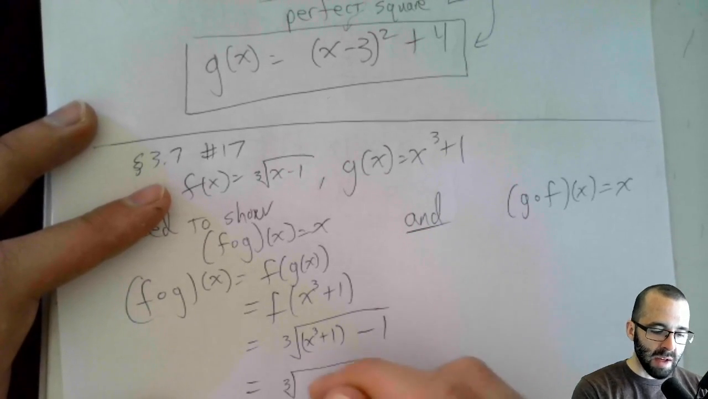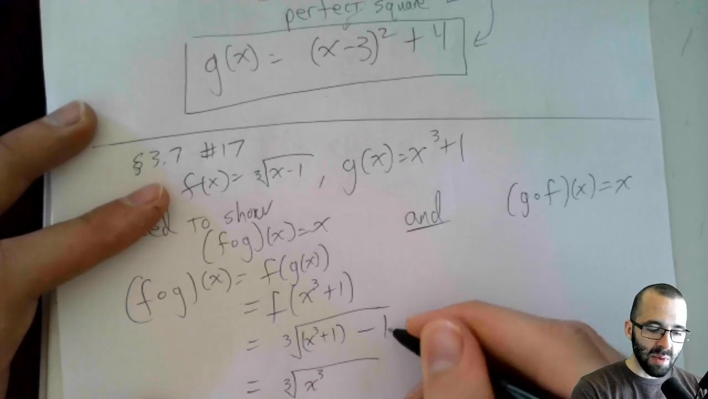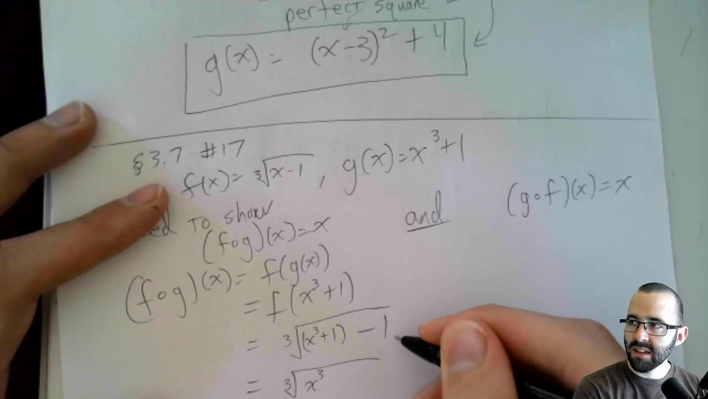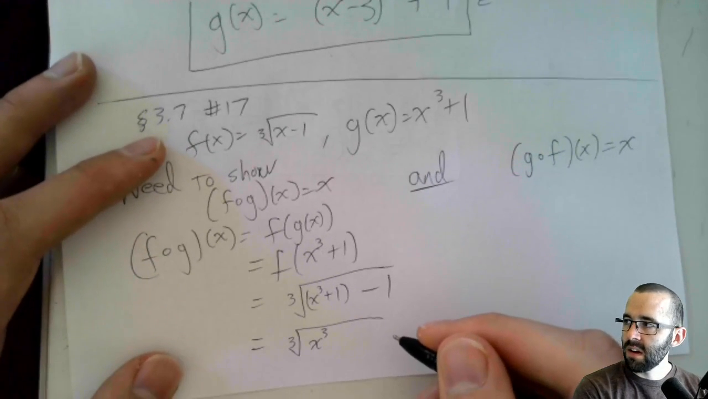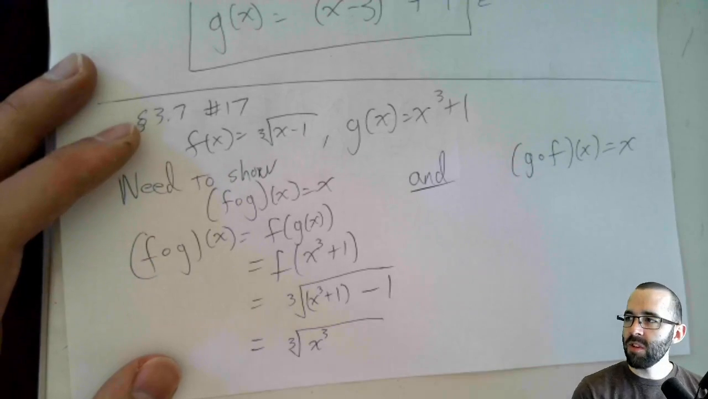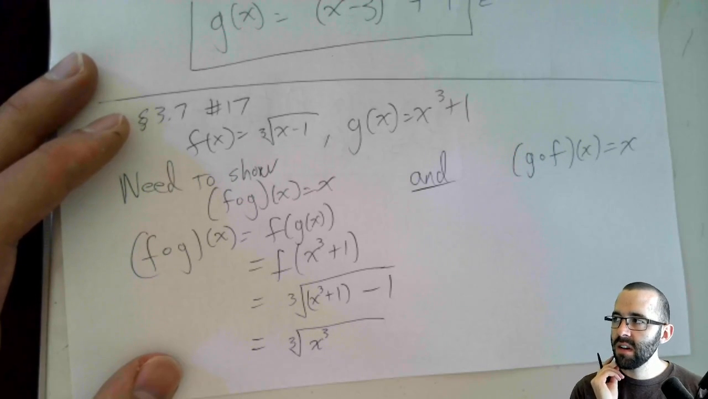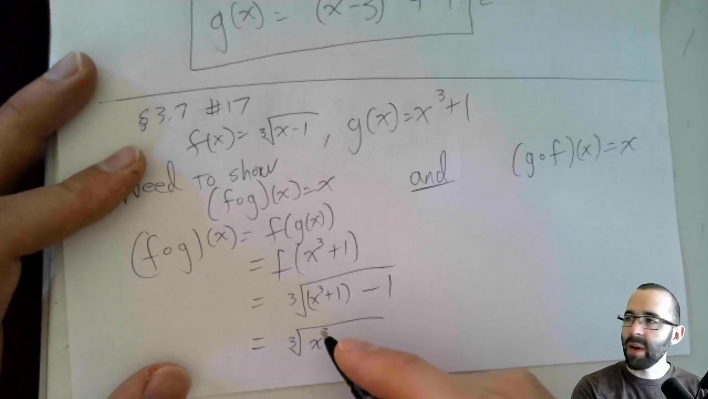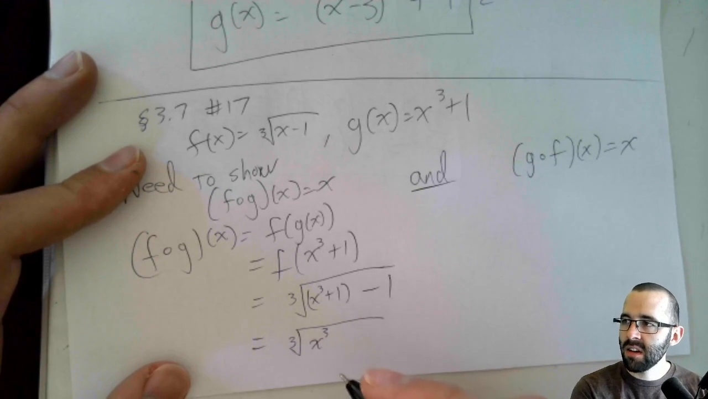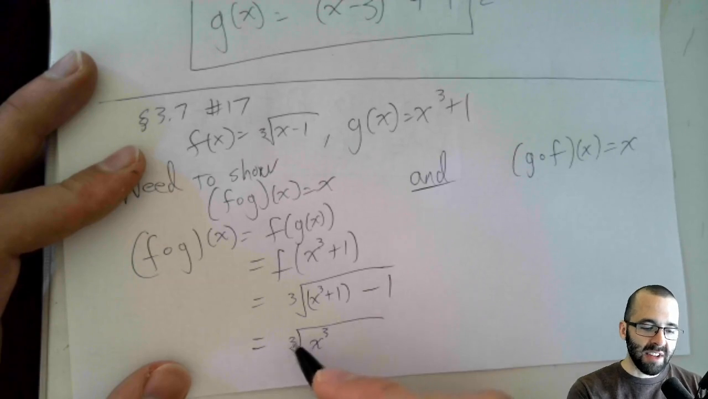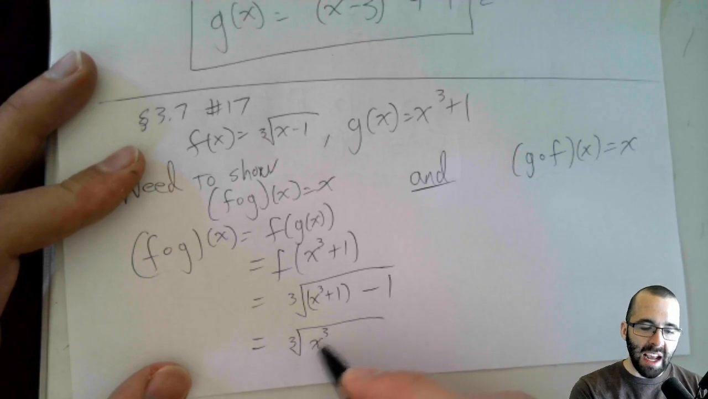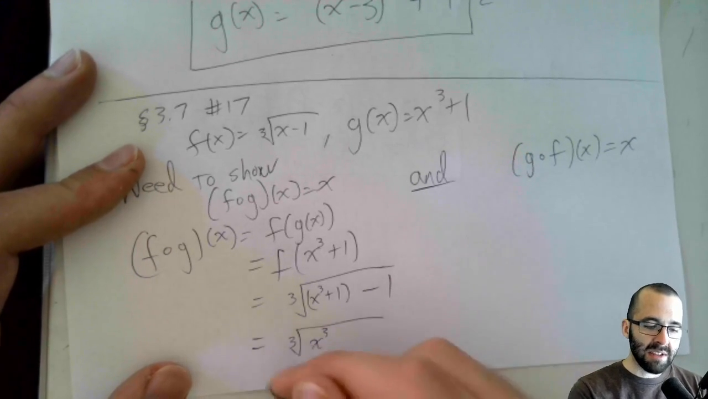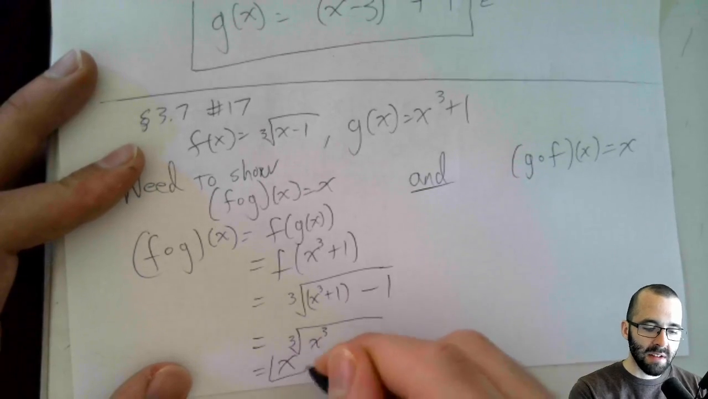Get the cubed root. This becomes x cubed, well, plus 1 minus 1. Those cancel. And then we're left with the cubed root of x cubed. And this is where you have to be careful and remember back to 930. If these are even, then it's the absolute value of x. But since they're odd, it's just an x.